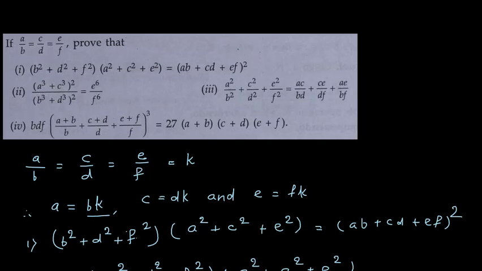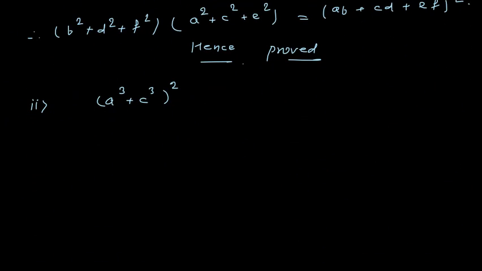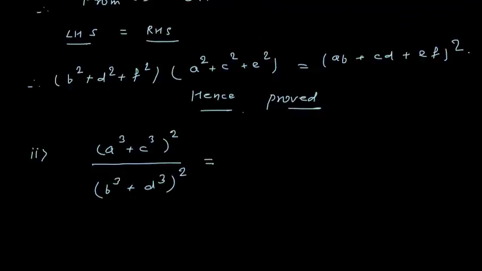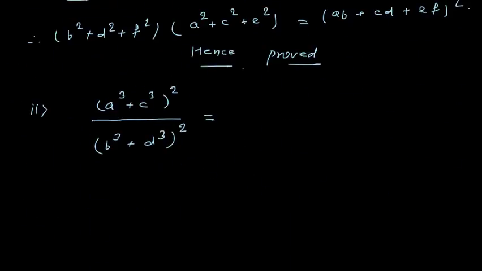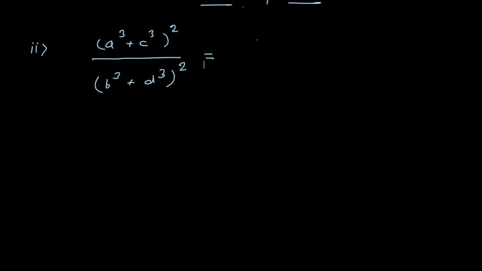Then B cube plus D cube the whole square, upon B cube plus AC and BD plus D cube the whole square. This I have to prove. This is equal to E power 6 upon F power 6.